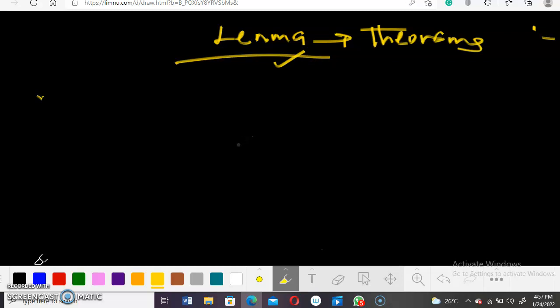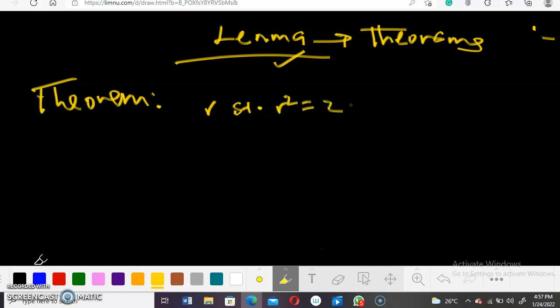What does the lemma have to say? The lemma affirms that between any two rational numbers, there always exists a third rational number. So what is the theorem behind this statement? The theorem behind this statement is that there does not exist a rational number r such that r squared is equal to 2. In other words, r is equal to root 2, and we know that root 2 is not a rational number. It is irrational.